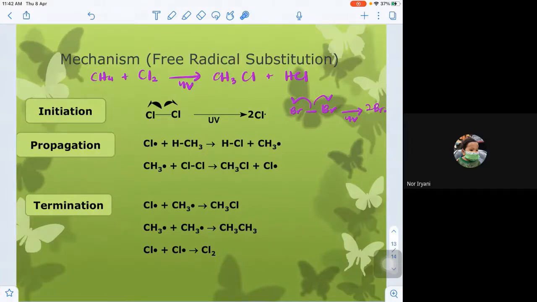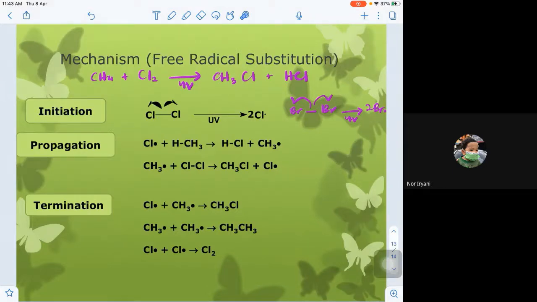Then we have another propagation step in which the radical that is produced here, the CH3 radical, will attack the neutral Cl2, the Cl2 that has not undergone lysis yet. So Cl2 is then attacked by the CH3, in which one of the chlorines will attach to this CH3, and the other chlorine will turn to a Cl radical. So it will produce CH3Cl plus one Cl radical.